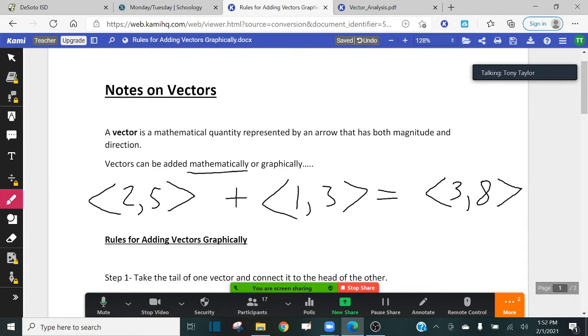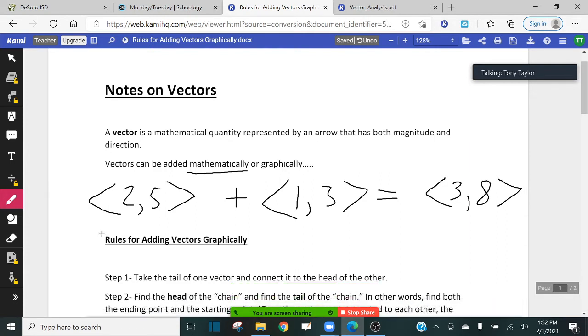So again, we talked about all this last semester. This is how we add vectors mathematically. We just combine the x components and we combine the y components, okay, to get our resultant vector. So we've already talked about this. Y'all know how to do this.